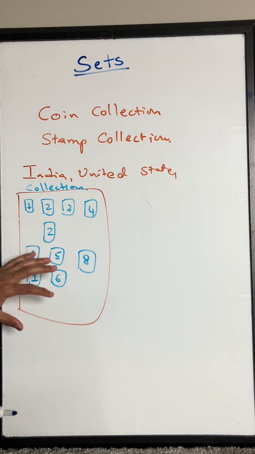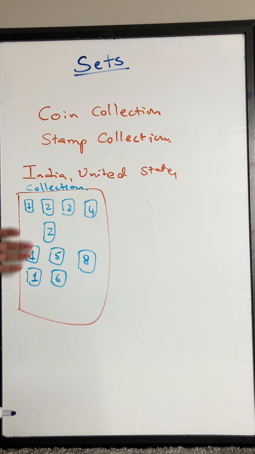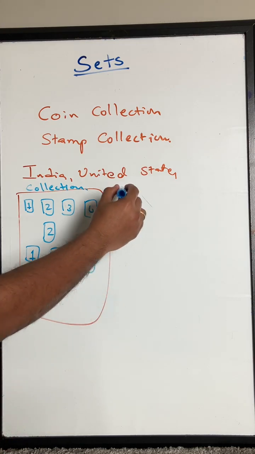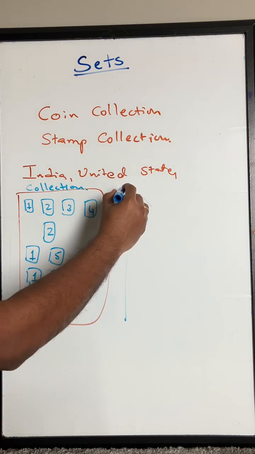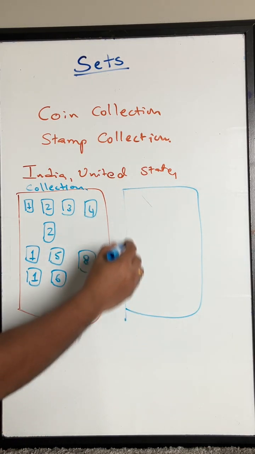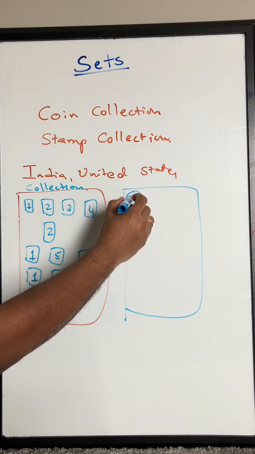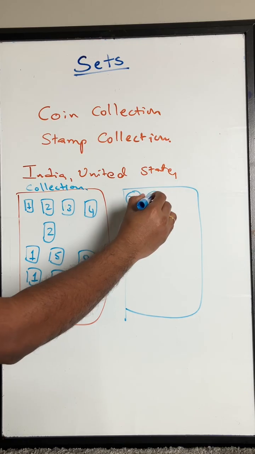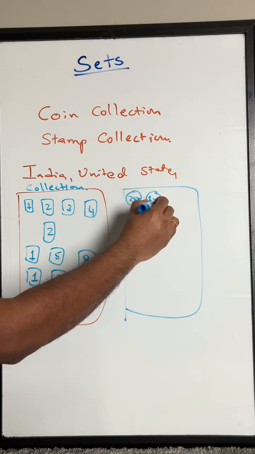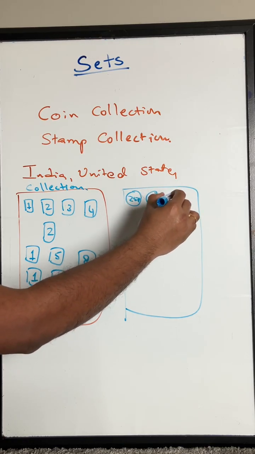When we want to say to somebody, how do we designate stamps? That's a name, like stamp collection. Somebody is doing a coin collection. Let's take it in another box. This is 25 paise. This is 1 rupee. This is 2 rupees.